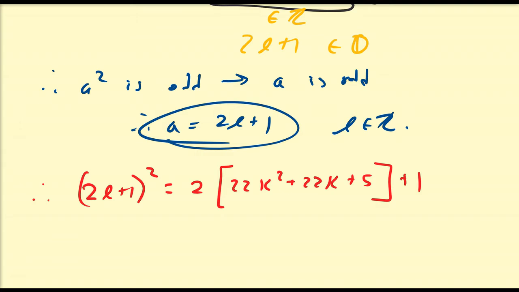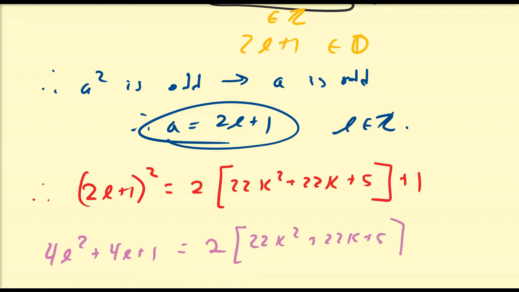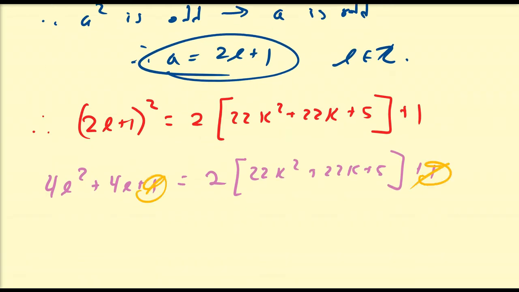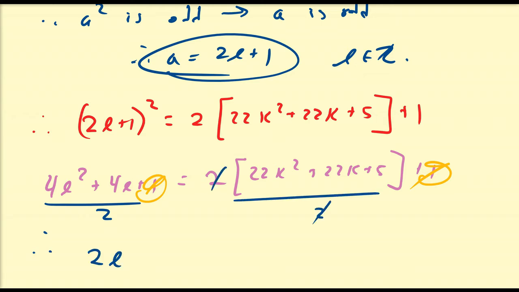Let's expand this left-hand side out. So 4l squared plus 4l plus 1 is going to be equal to 2 multiplied by 22k squared plus 22k plus 5 plus 1. We can cancel out these ones from both sides. So then we have, what do we have here? So I'm going to divide both sides by 2. So they cancel. So now we have 2l squared plus 2l is going to be equal to 22k squared plus 22k plus 5.